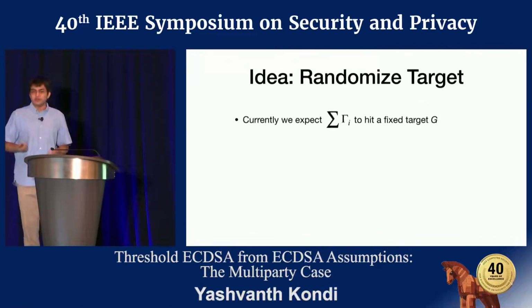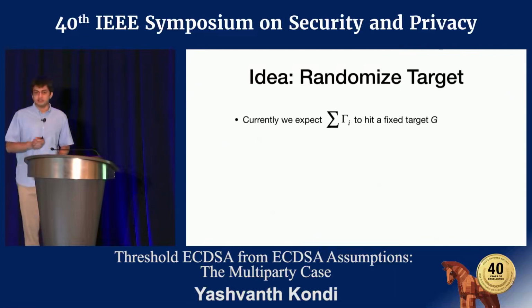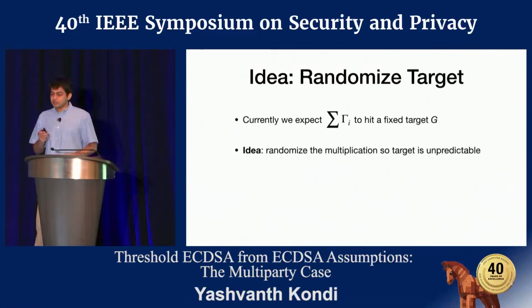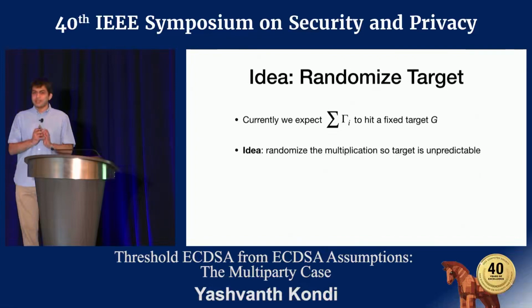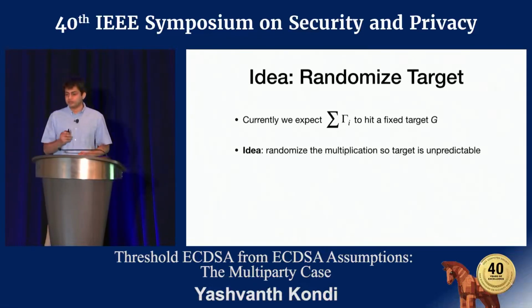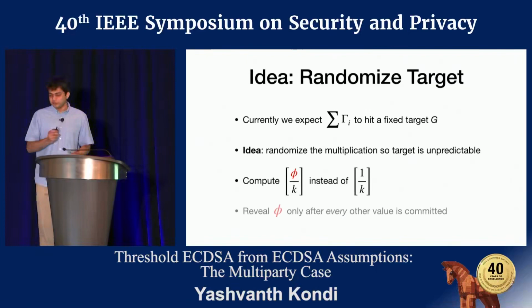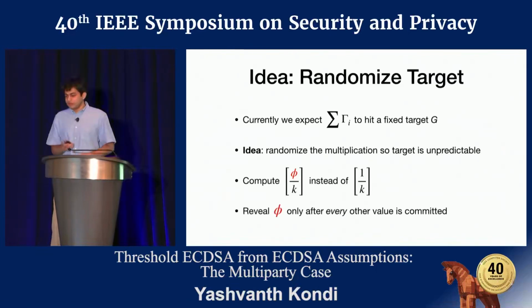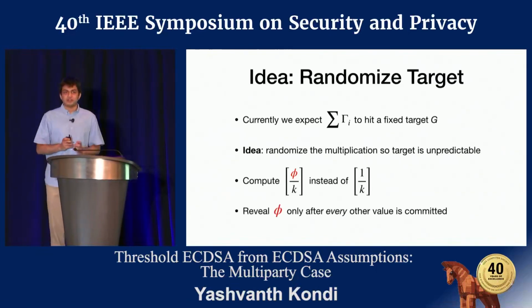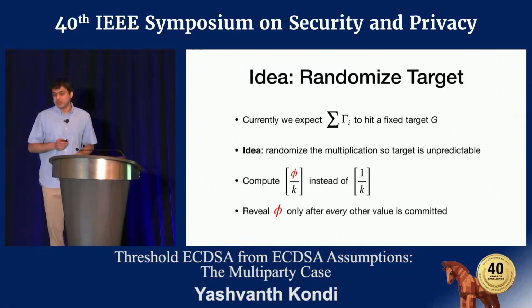And the idea that we use to mitigate this cheat is to randomize the target. That is, at the moment, we're expecting the sum check to give some constant value. That's just the generator for the curve. And the idea is to randomize this multiplication that we do so that the target of the sum check is unpredictable. Right, so we compute phi over k instead of 1 over k, where phi is a uniformly chosen value. And we reveal phi only after the adversary has already chosen all of the values in the system. So essentially his behavior with regards to this check has to be independent of phi.